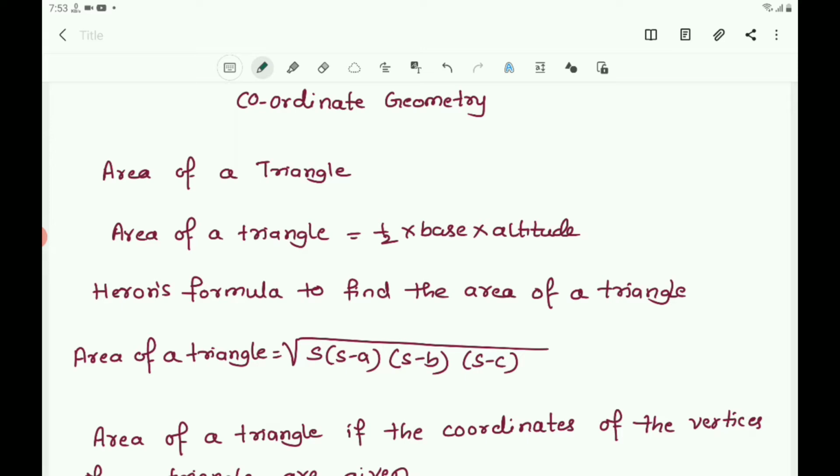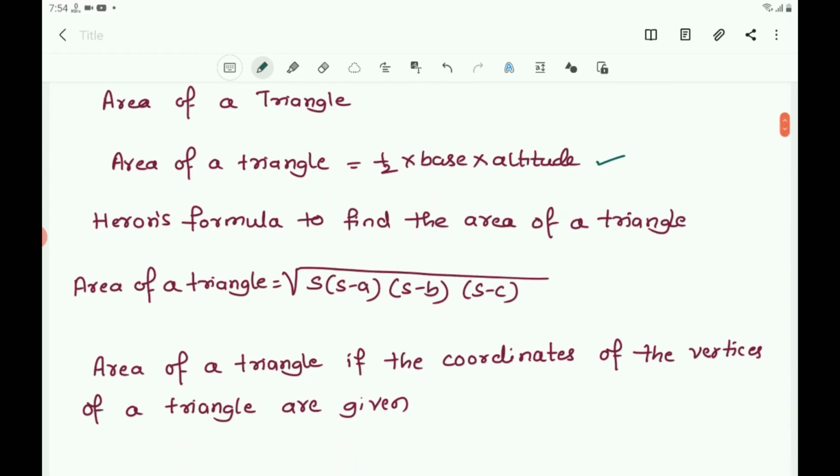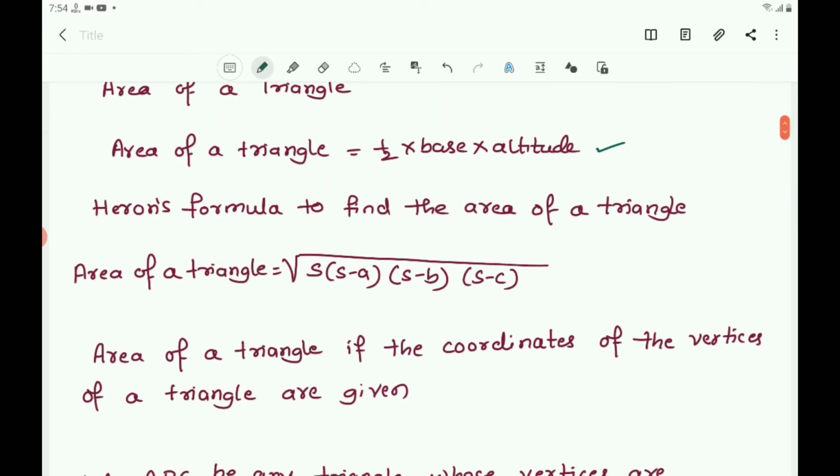In your earlier classes, you have studied how to calculate the area of a triangle when its base and corresponding altitude are given. That is, by using the formula, area of a triangle equals half into base into altitude. And also, you learnt Heron's formula to find the area of a triangle when the sides are given. That is, area of a triangle equals square root of s into s minus a into s minus b into s minus c, where s is the semi-perimeter.